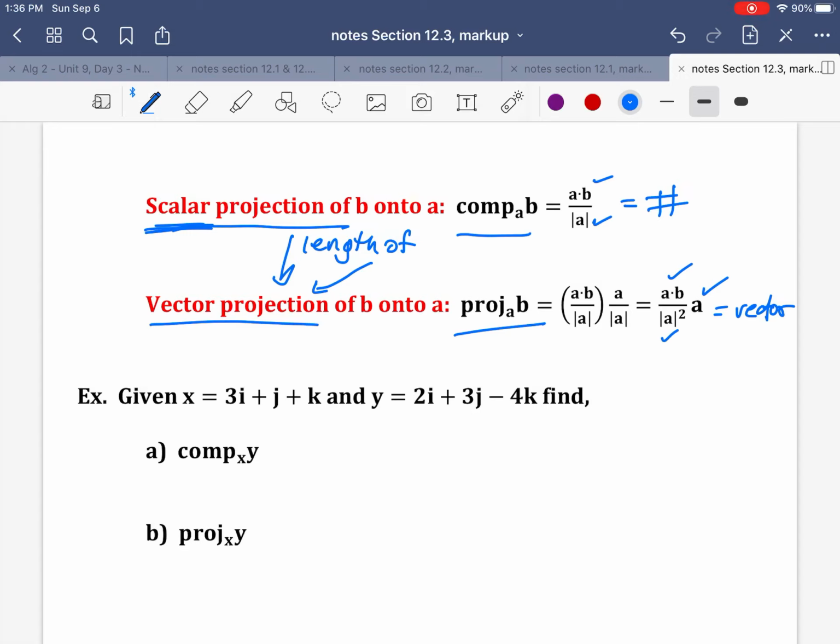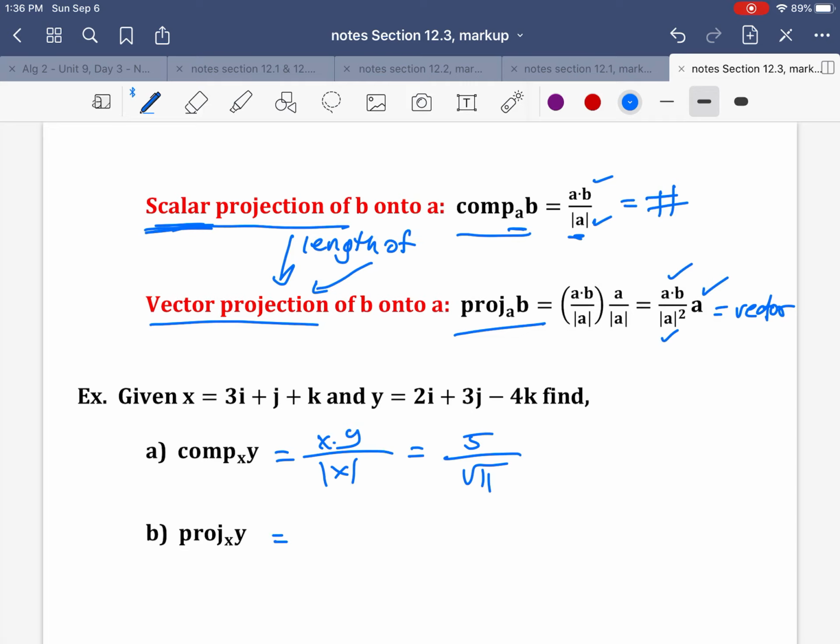So we're finding the component of y onto x right here. Basically I'm going to do x dot y. And if I look up my formula, whatever was down here is right there, so I'm going to have x magnitude. So x dot y. If you dot these together, you get 6 plus 3 plus negative 4. So 9 minus 4 is 5. So I get 5. And the magnitude of x, I get 9 plus 1 plus 1, so it's 11. So square root of 11.